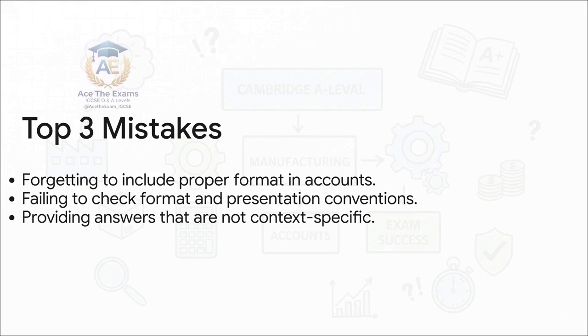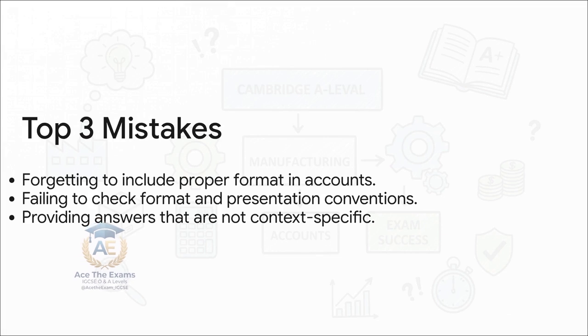Ready? Okay, let's dissect the traps set by examiners because this is where students consistently hemorrhage accessible marks year after year. Mistake number 1, forgetting proper format. Look at the board. This student forgot to distinctly separate prime cost from factory overheads. It's just a jumbled list. You lose marks for that instantly. Mistake number 2, failing to double-check presentation conventions. The rules in 9706 are strict. If you don't show the transfer of production costs to the income statement correctly, you get penalized.